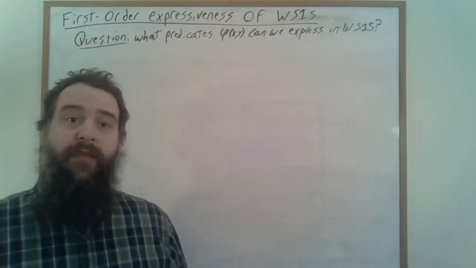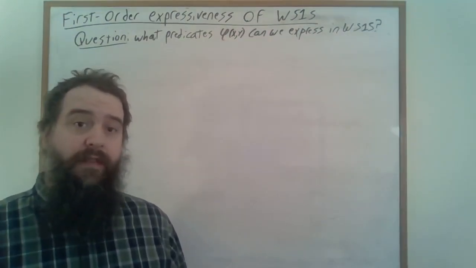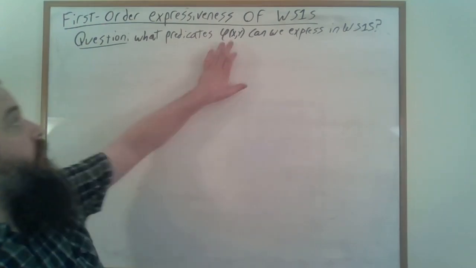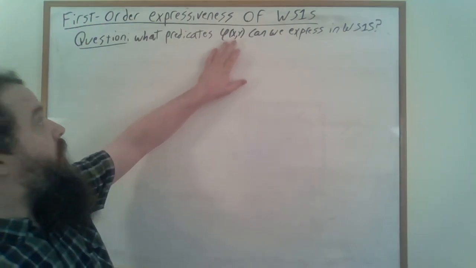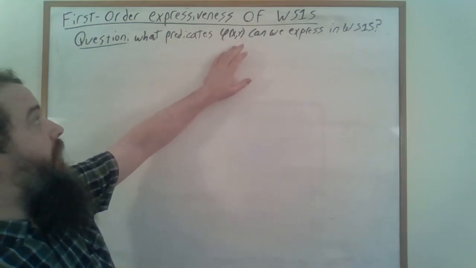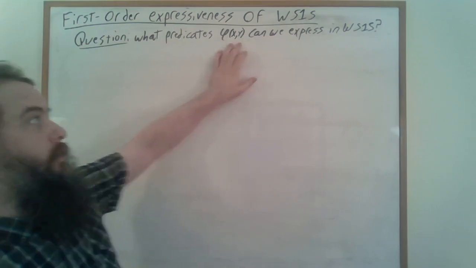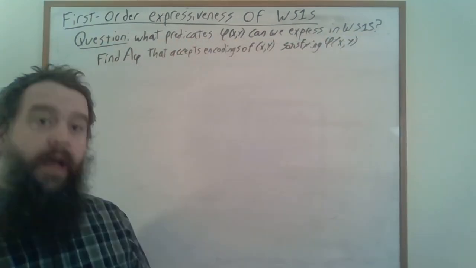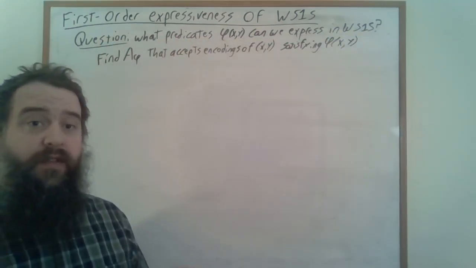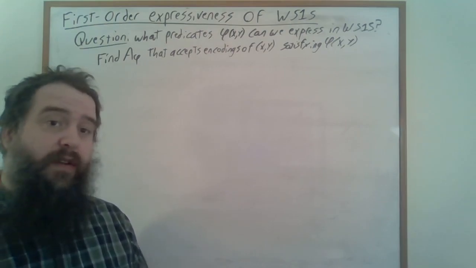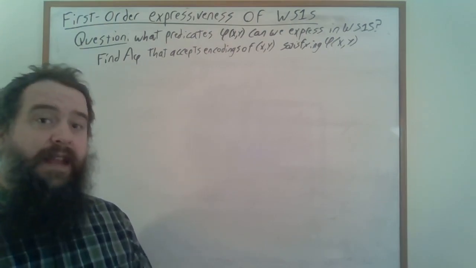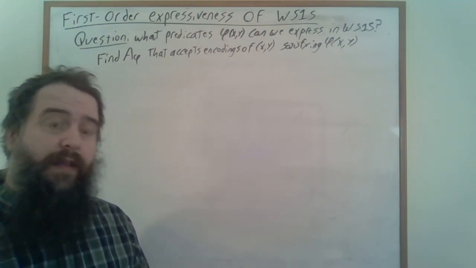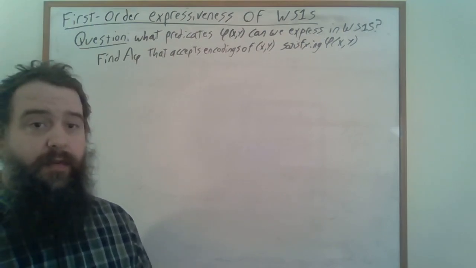So what happens if we extend the question to ask about two first-order elements? What sorts of things can we say about pairs of natural numbers in weak S1S? Again, by our equivalence, we can translate our formula phi into an automaton A sub phi that accepts exactly the encodings of pairs that satisfy our formula phi.